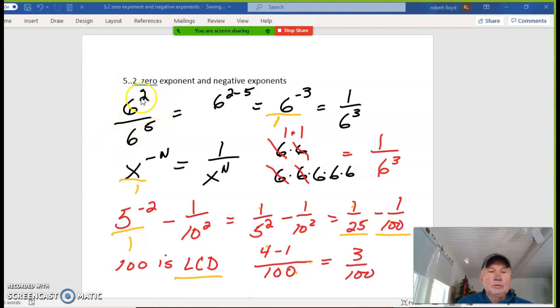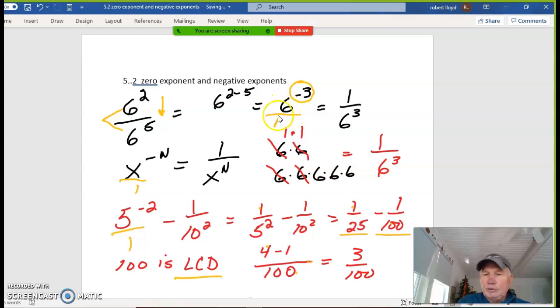Okay, 5.2, more on exponents, zero exponent, and negative exponents. So when we have like bases, we've learned that we subtract the exponents going from the top down. So in this case, it would be 6 to the 2 minus 5, or 6 to the negative 3. Now, we don't want any negatives in our exponents in our answers.